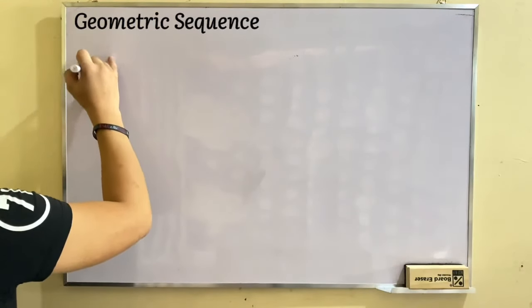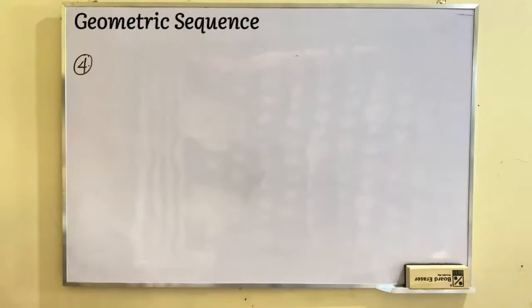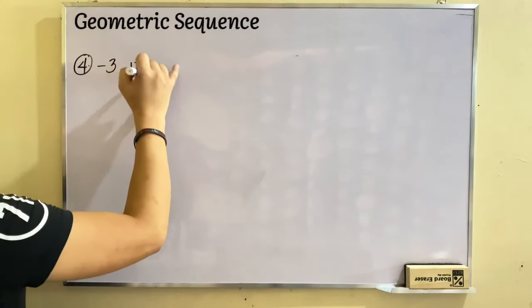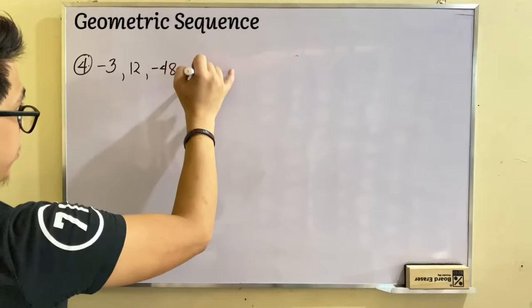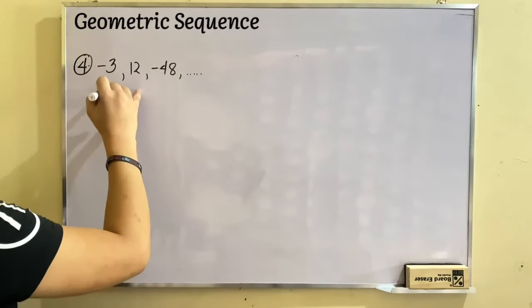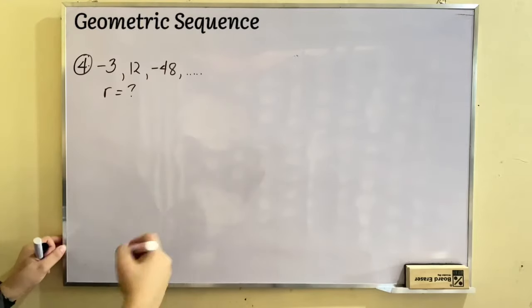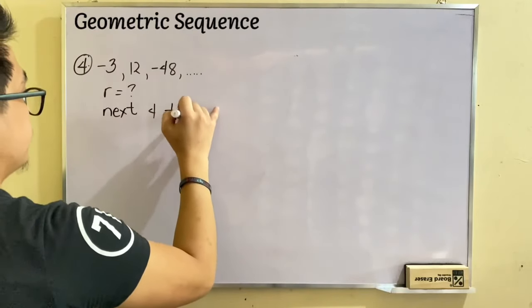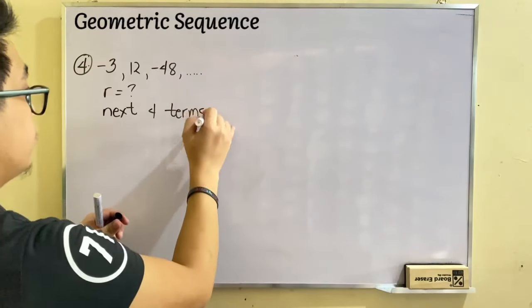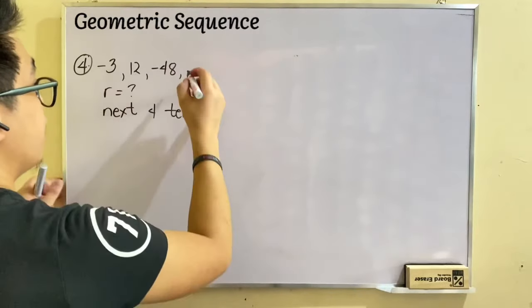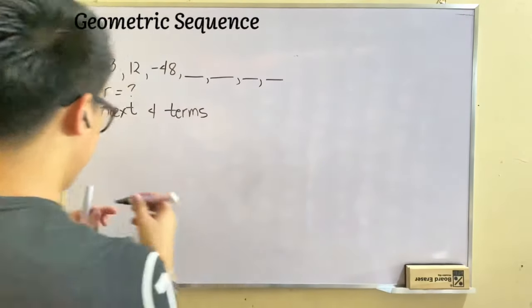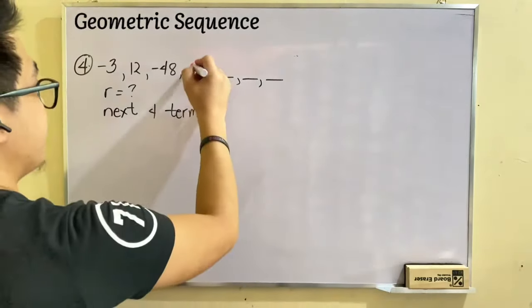So for example, meron tayong given na geometric sequence. Ang given natin is negative 3, 12, negative 48, and so on. Ang tinatanong sa atin ngayon is what is the common ratio and what are the next 4 terms. So, ano daw yung next na 4 terms? Anong sunod kay 48? Anong sunod? Anong sunod? And anong sunod? Ito yung ating hahanapin.